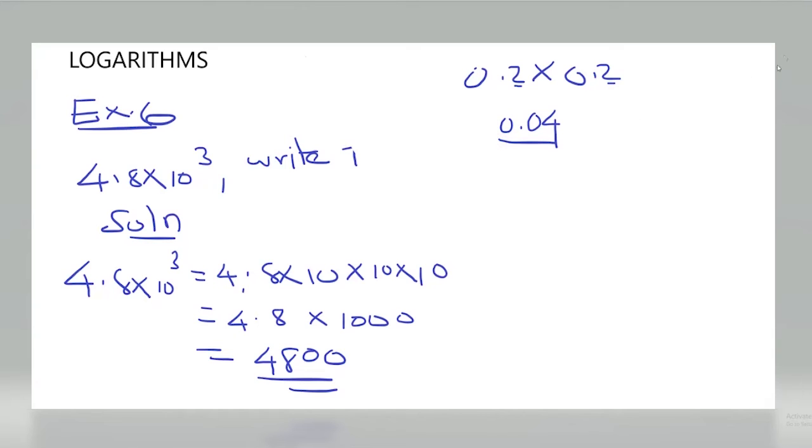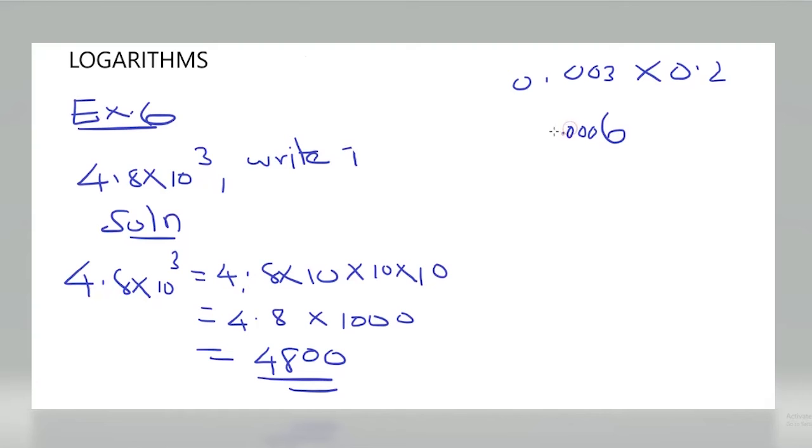Or assume I've given you this one: 0.003 times, let me say, 0.2. Now you just take 3 times 2, which is 6, but you count the number of decimals: 1, 2, 3, 4. You have 4 decimal places. So this is how we multiply decimals, in case you don't know how to multiply decimal numbers.